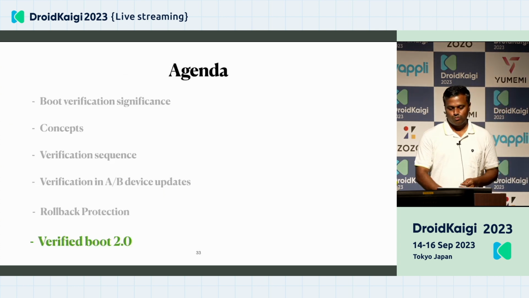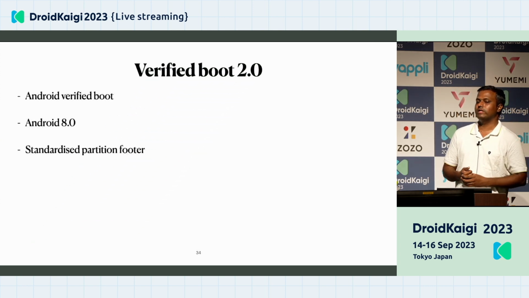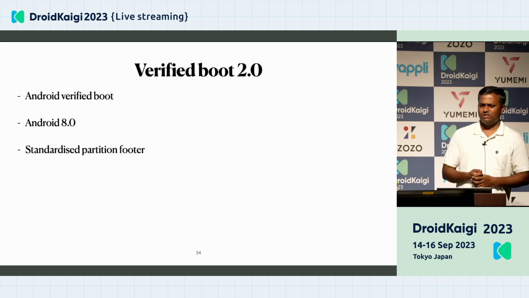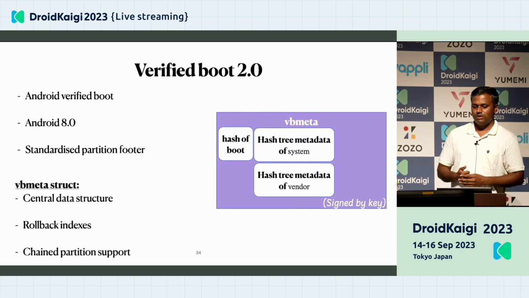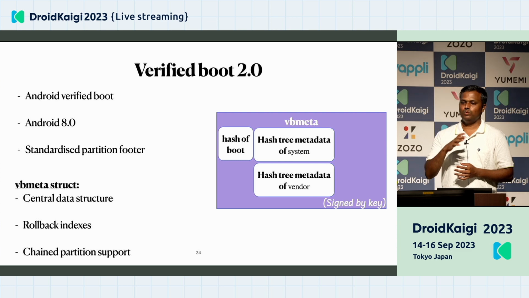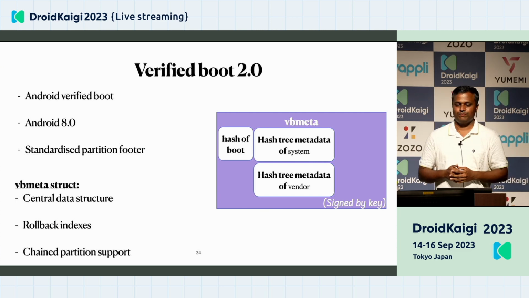Next is Verified Boot 2.0. In the history part, we had seen this is also called Android Verified Boot, which got introduced in Android 8.0, and it basically standardized the partition footer for this purpose. It introduced the VBMeta struct. This is a structure introduced by Android Verified Boot. It's a central data structure. It has the rollback indexes involved in it. It has the hash of the boot, hash tree metadata of the system partition, vendor partitions, and all these things are signed with the key.